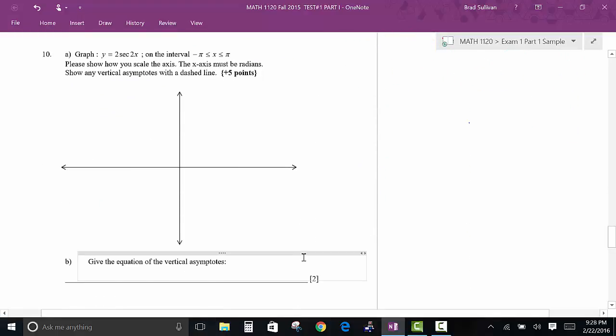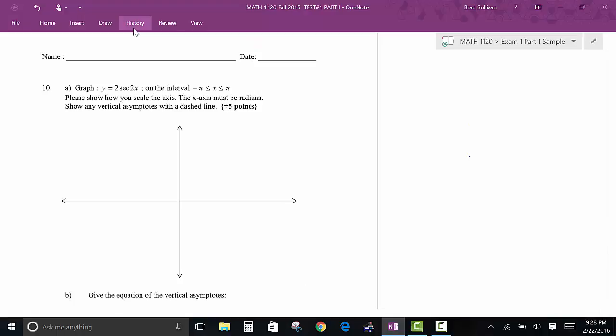Okay, here's another graph, a secant. Okay, so going down to this number 10 now, we're going to be looking at graphing this. So if you're graphing y equals 2 secant of 2x, what you really need to focus on is graphing 2 cosine of 2x. Okay, so anytime you graph a secant, you want to graph a cosine. Anytime you do a cosecant, you want to graph a sine.